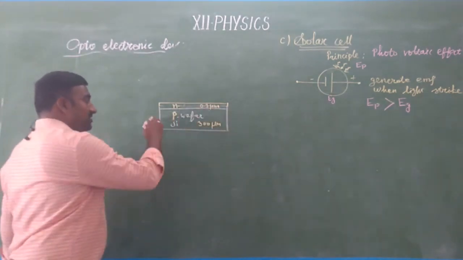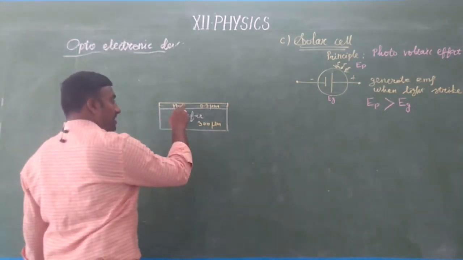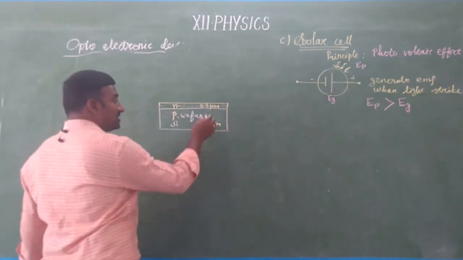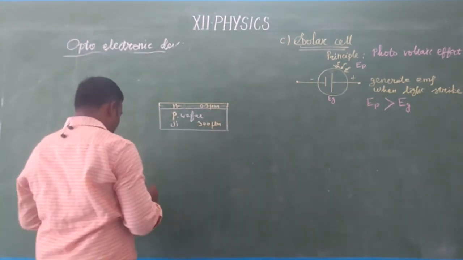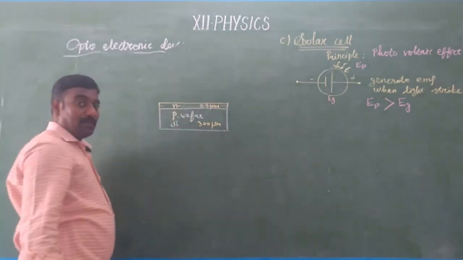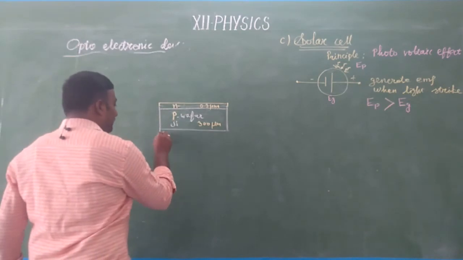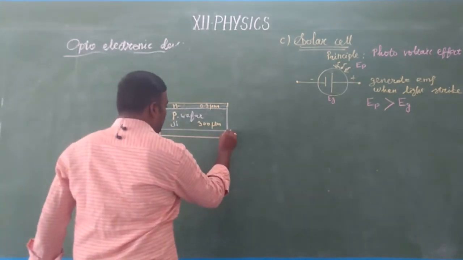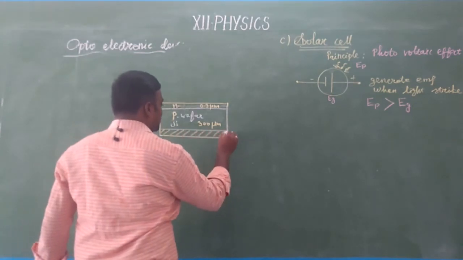Mostly we have the P side, and on that we doped the N. By doping we have created the N, and its thickness is relatively very small. Then it has two contacts: one is a front contact, another is a back contact. The back contact is completely connected with metal.